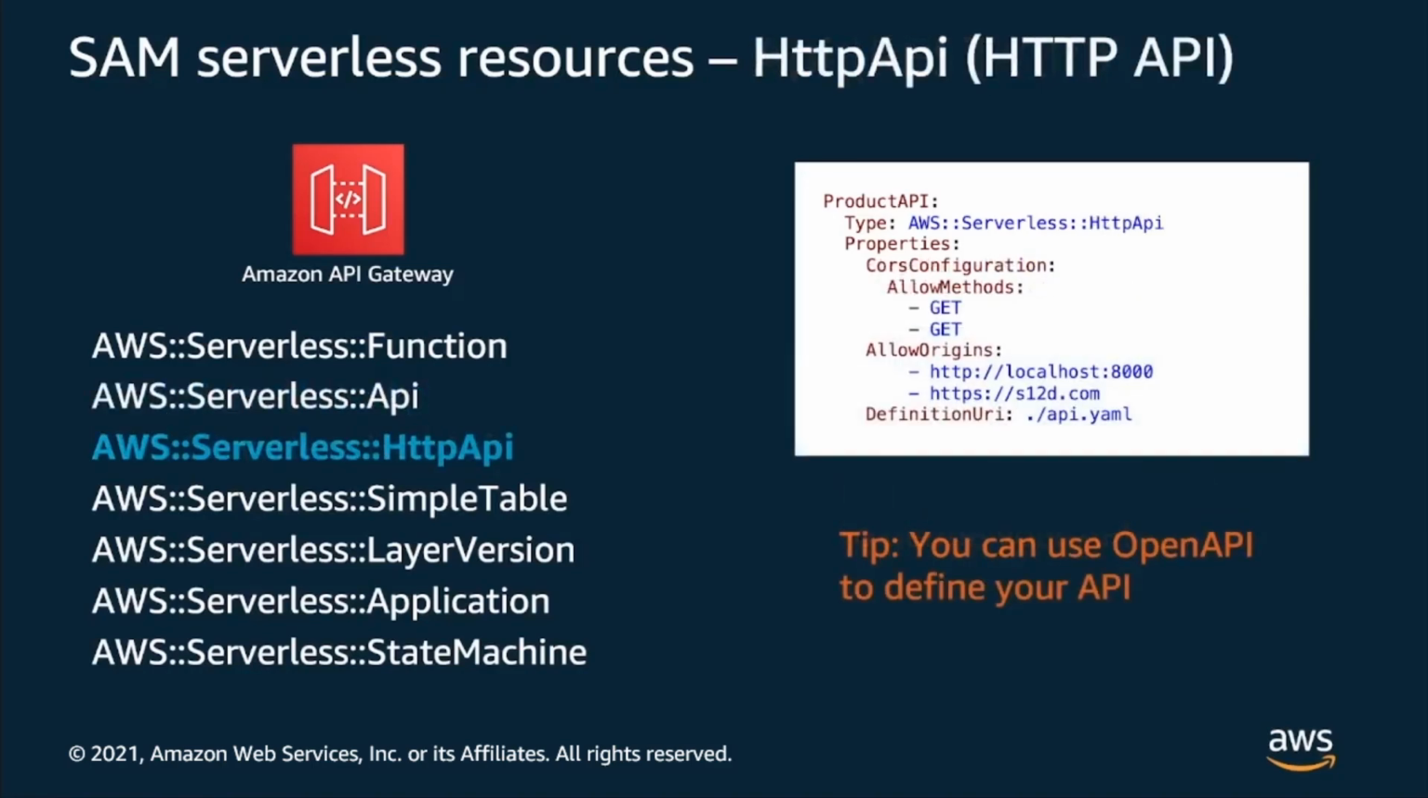The HTTP API looks very similar. Again, I'm passing a definition URI because this works with both of them. In this, I show an example of setting up the CORS configuration. That's also something you can do and will need to do as you're setting these up. So again, both API and HTTP API, very similar, and you can use OpenAPI to define these resources.